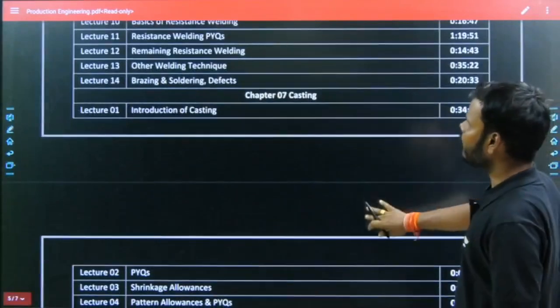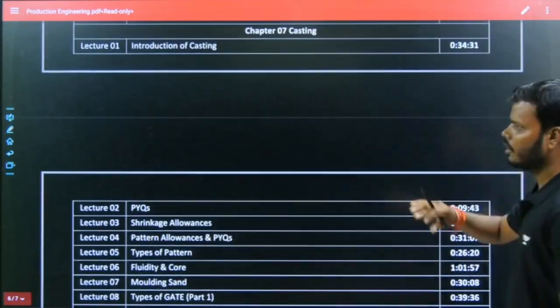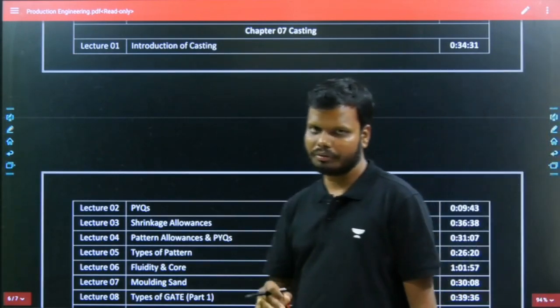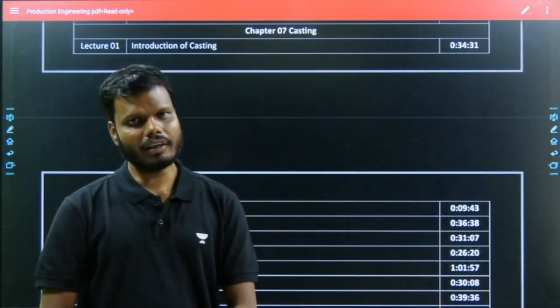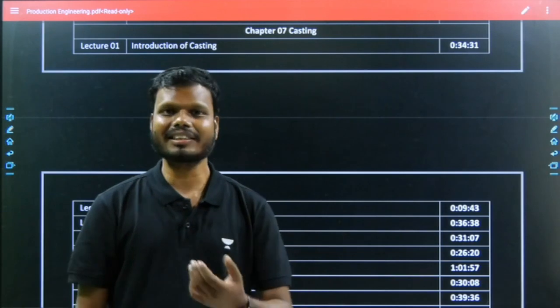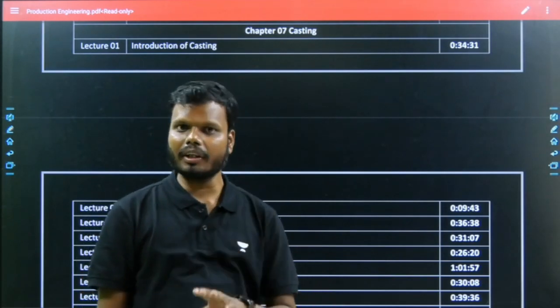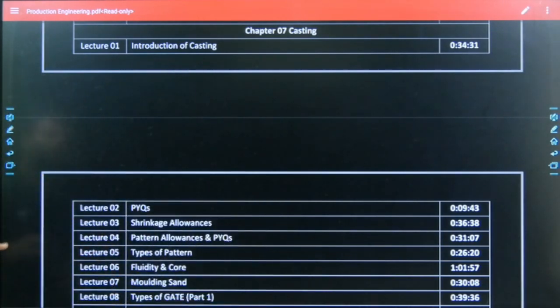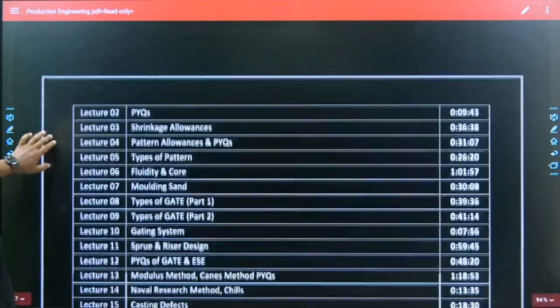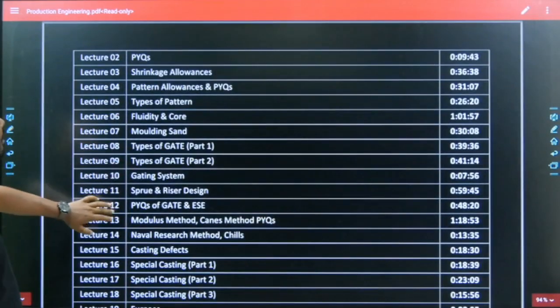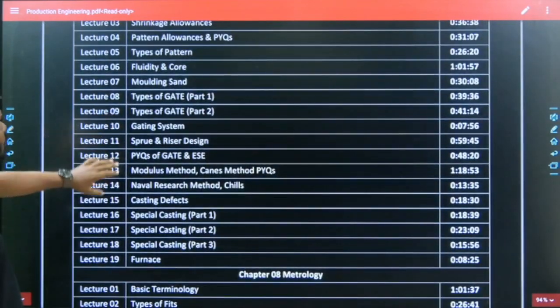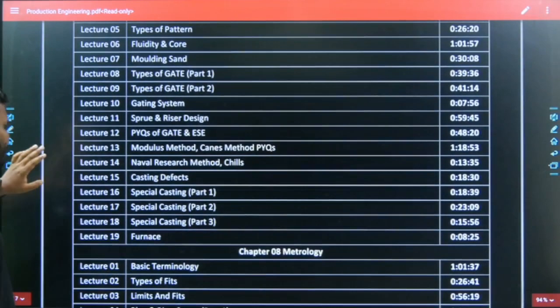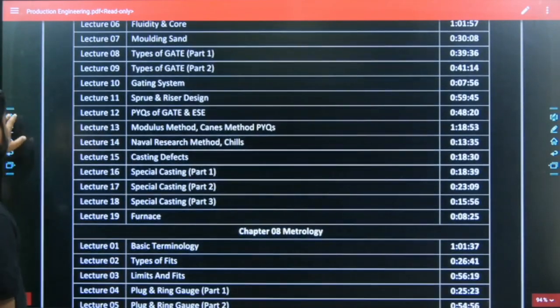Next, chapter number 7, casting. Casting is also important for the GATE examination. Again, 2 to 3 marks questions are asked in the GATE examination every year. So, in casting, there is introduction of casting, PYQ, shrinkage allowance, pattern allowance and PYQ, types of pattern, fluidity. So many concepts are given.